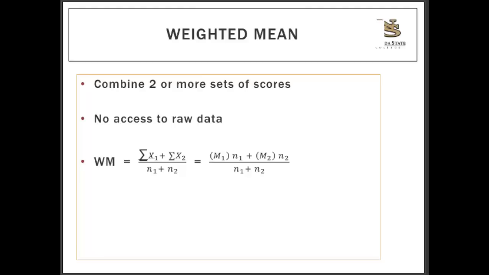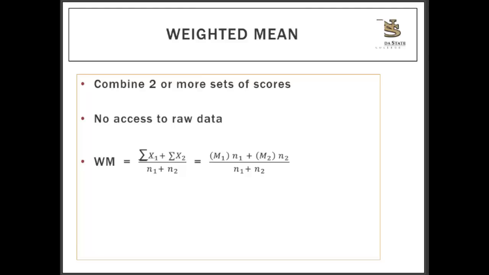Now I also put in here how you can find the sum of x if you're only given the mean and the sample size. So you could convert this formula to look like this, mean multiplied by the sample size instead of sum of x. And then you still have your n1 and your n2 in the denominator.